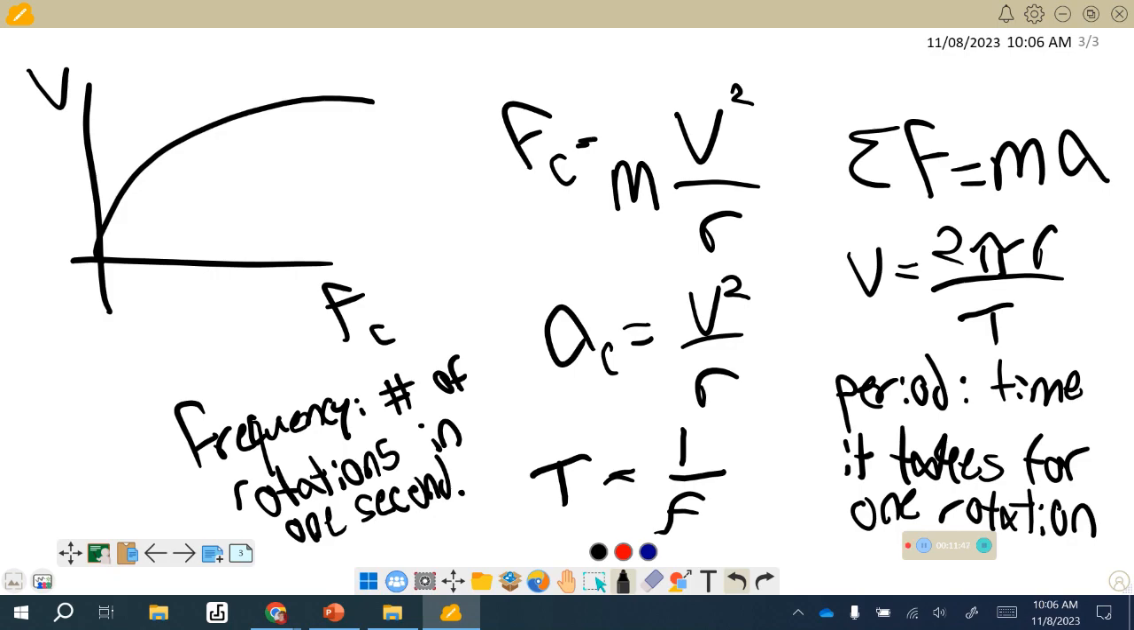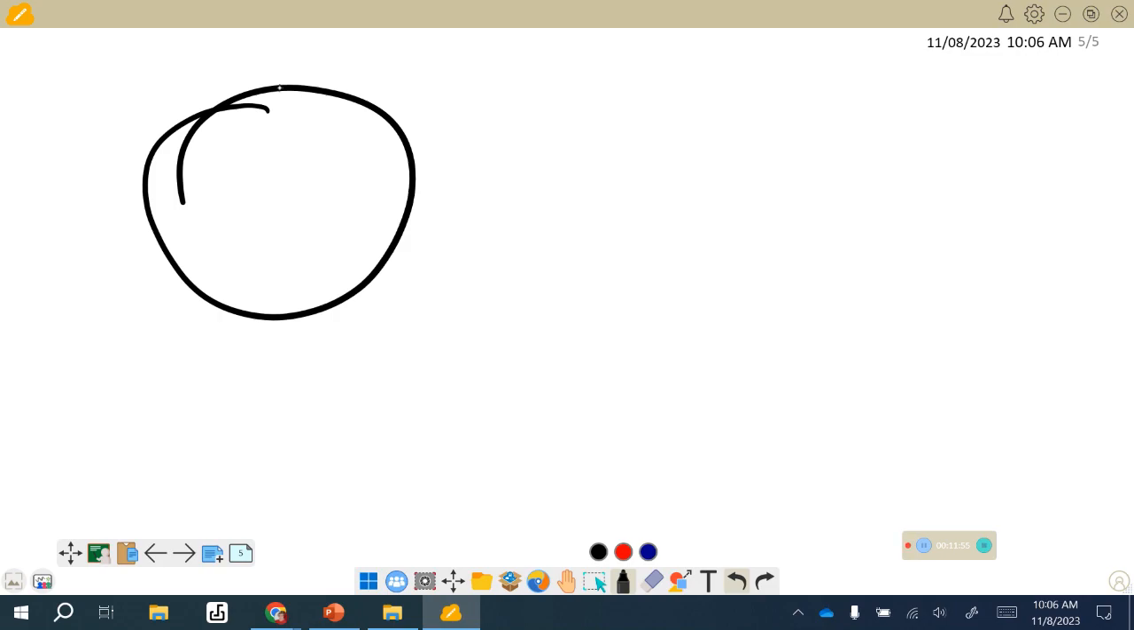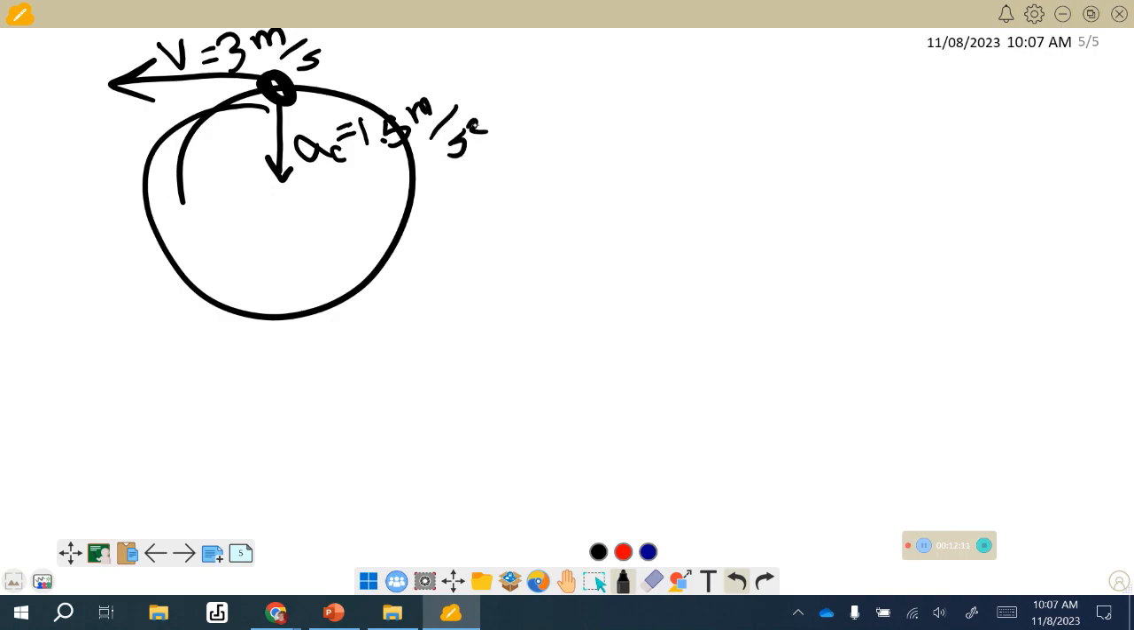All right? Okay, let's do a couple quick examples here. So let's imagine we have an object moving in circular motion. And let's say it's got a velocity of 3 meters per second. And somehow we've calculated or measured that it's experiencing 1.5 meters per second squared of centripetal acceleration. All right? Now, we're trying to figure out what is the radius at which this object is moving. Okay? What are we going to do?